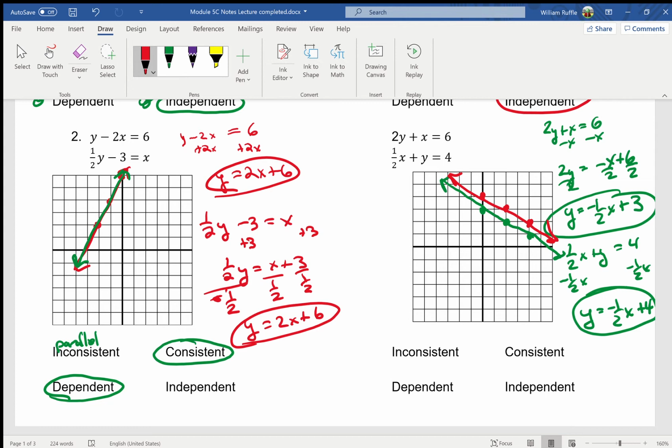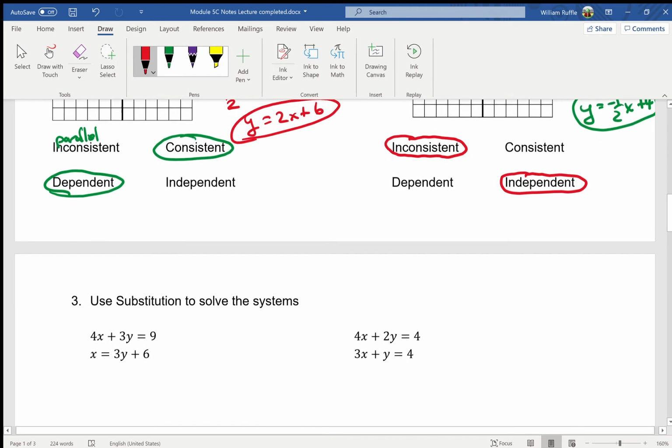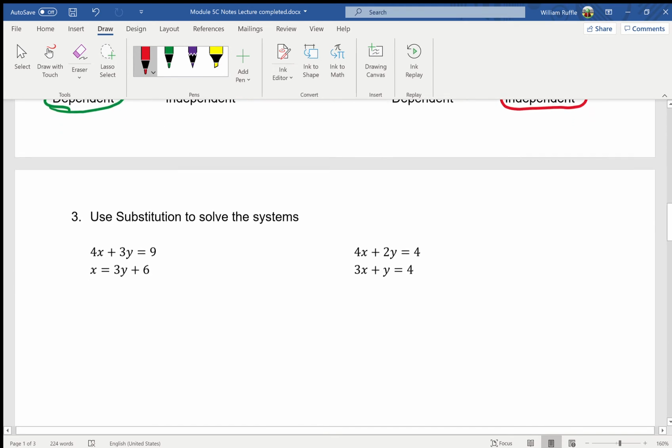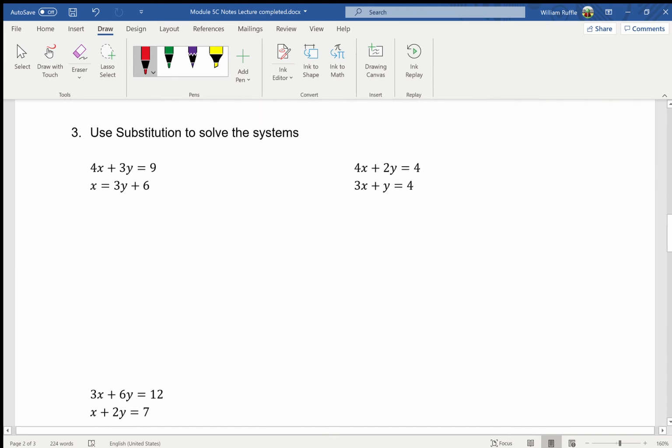And inconsistent is parallel lines. So I have a pair of inconsistent lines, and there's no solution to this because they never intersect. Okay, but I do see two separate lines, so they are independent. And like I said, when I do the MyLabs Plus video, you'll watch how to do this on the graph paper, practicing the slope and the intercept. That was using graphing to solve systems of equations.